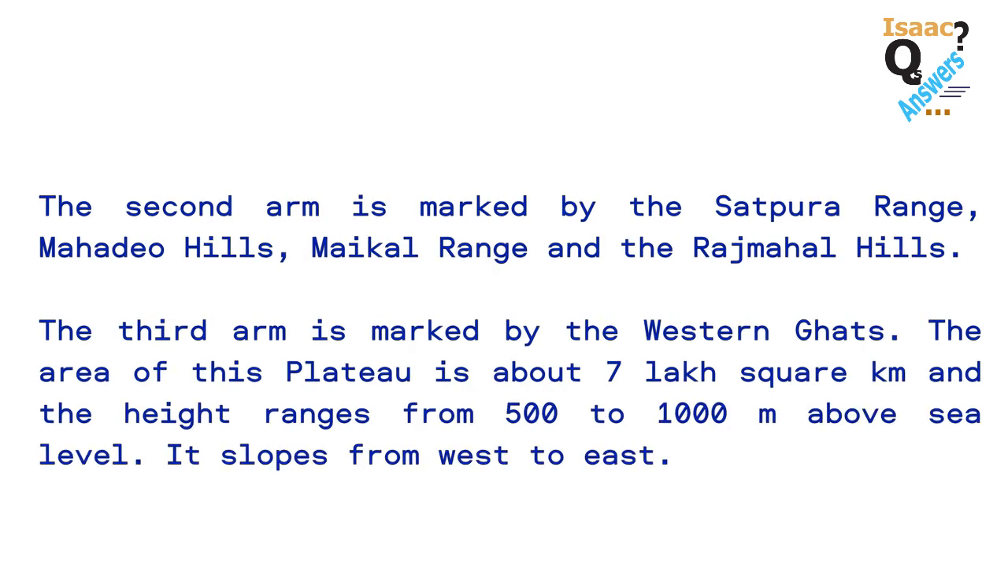The second arm is marked by the Satpura Range, Mahadev Hills, Maikal Range and the Rajmahal Hills. The third arm is marked by the Western Ghats. The area of this plateau is about 7 lakh square kilometer and the height ranges from 500 to 1000 meter above the sea level. It slopes from west to east.